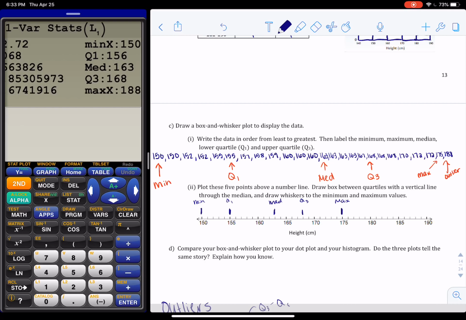So with the Q1, median, and Q3, we put a box. So our box and whiskers, right? Here's our box. And then with the minimum and max, you're just going to make the whiskers. But we can't forget about our outlier. That was 188, so we are going to put a point there and then just put outlier.